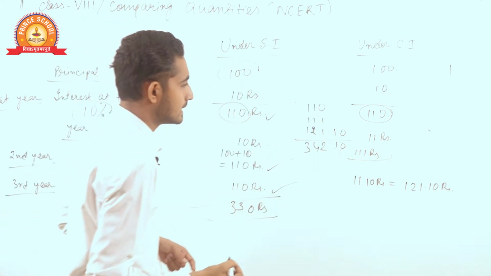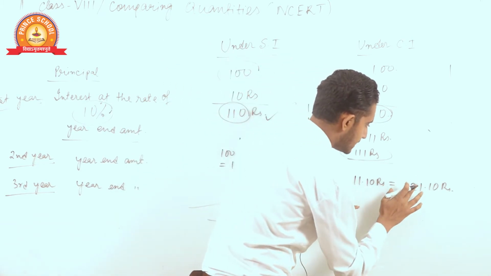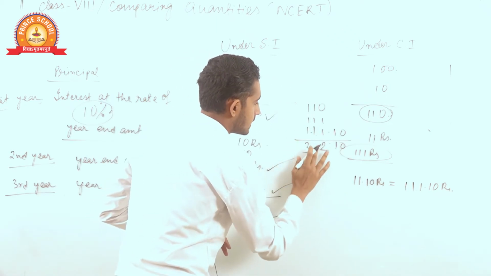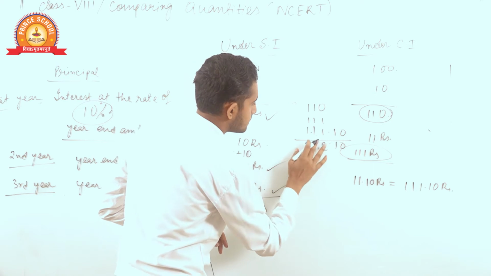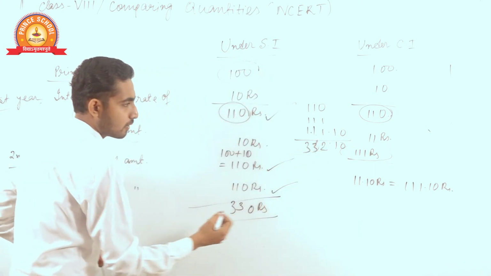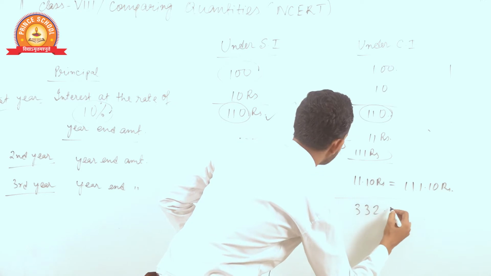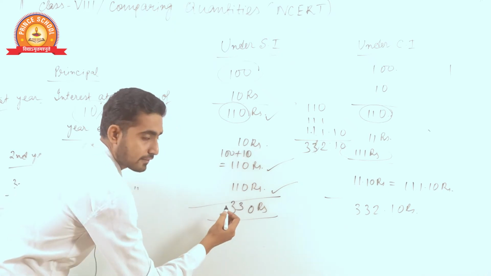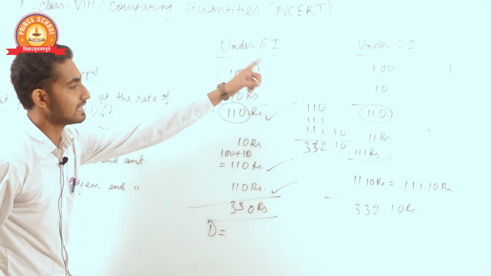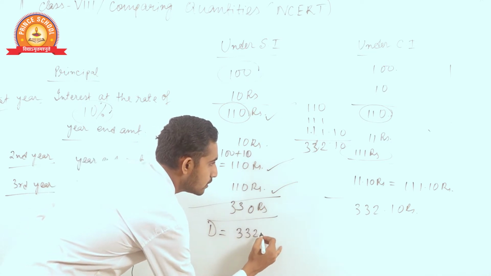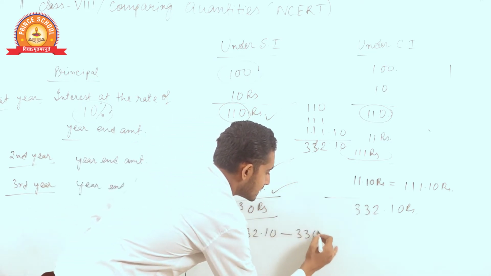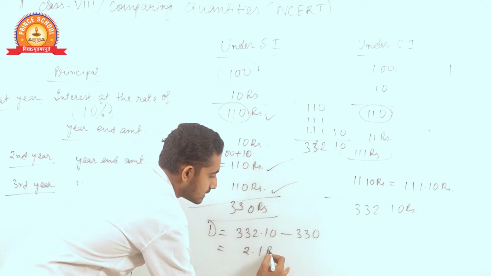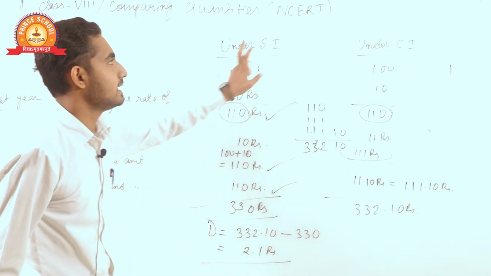So if you observe, how many rupees here? The total is 332.10 rupees. Now what is the difference between SI and CI? The difference between SI and CI is equal to 332.10 minus 330. That means how many rupees? Yes, 2.10 rupees. That is the difference between CI and SI.